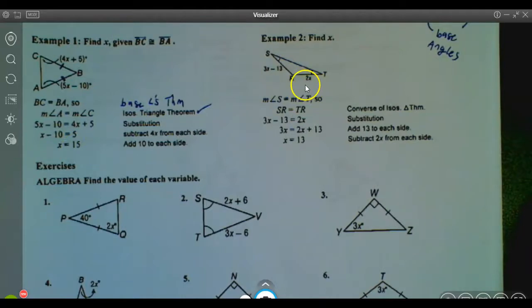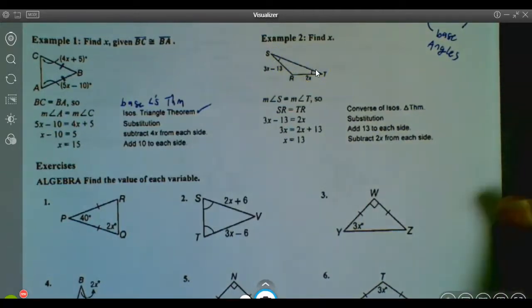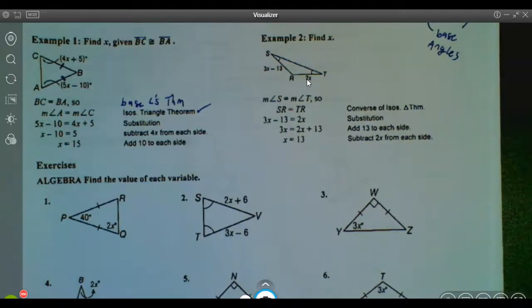All right, so here now we're seeing the use of the converse of the isosceles triangle theorem. If you look at the converse of the isosceles triangle theorem, it says if you know that the base angles are congruent, then the sides across from those must also be congruent. So 3x minus 13 must equal 2x. That is the converse of the isosceles triangle theorem. So our setup is right here, a nice easy solve for x. Let's give some of those a try.